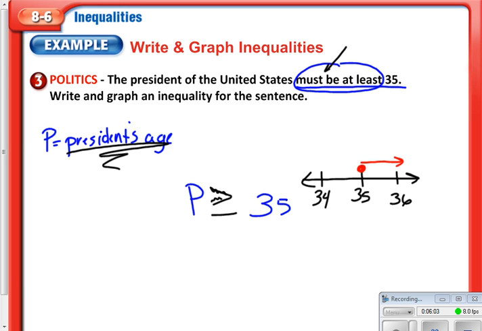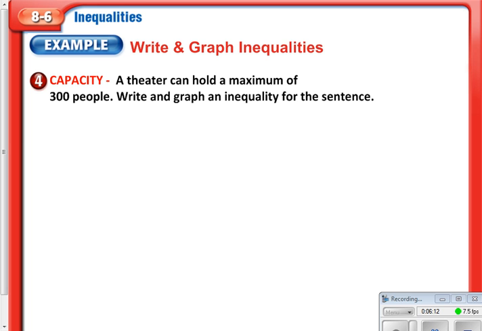And a way to check is put something in. Well, in for P, 40. 40 is greater than. That would be to the right. I want you to go ahead and pause the video, work through it, give this example 4 a shot, and check back in.